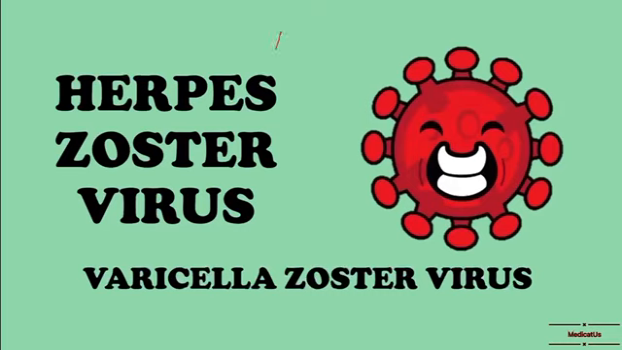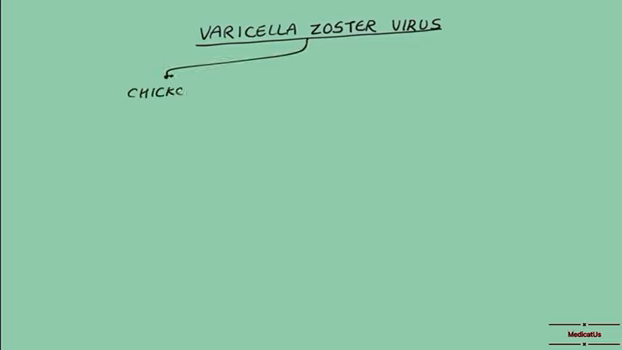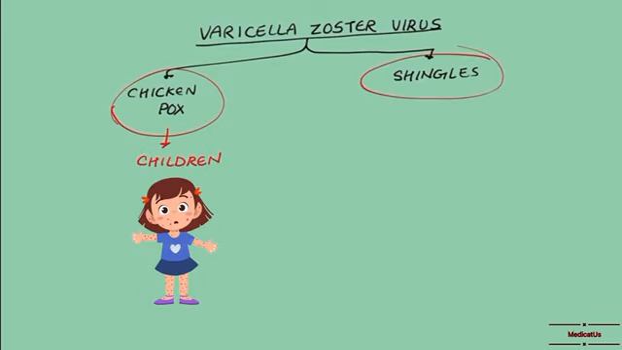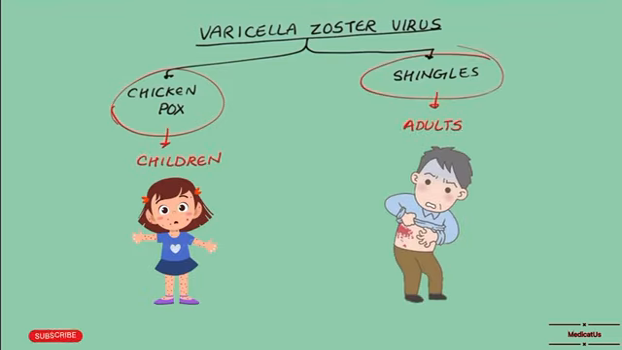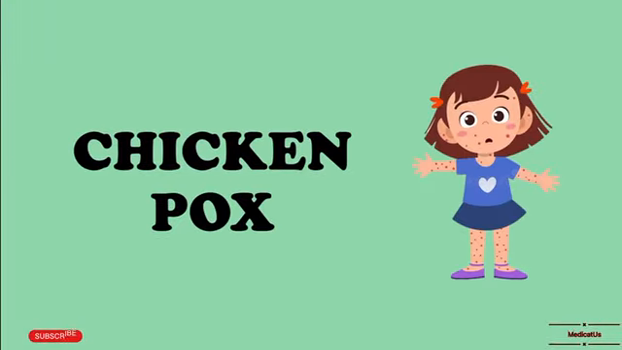In this video, we'll be discussing human herpes virus 3, that is herpes zoster virus, also known as varicella zoster virus. This varicella zoster virus can cause two types of diseases. The one is chickenpox and the other is shingles. Chickenpox in children and shingles in adults. We'll start our discussion with chickenpox first.